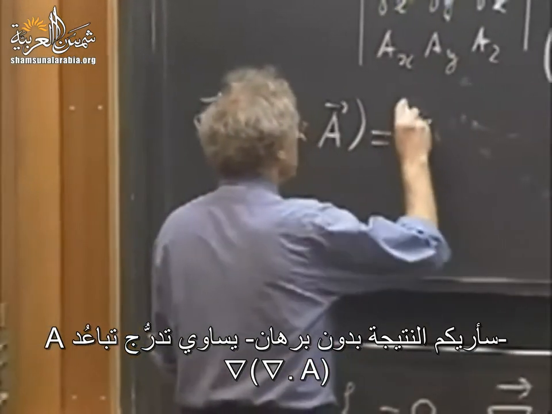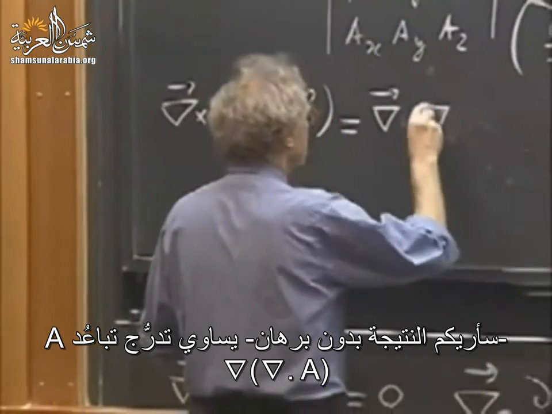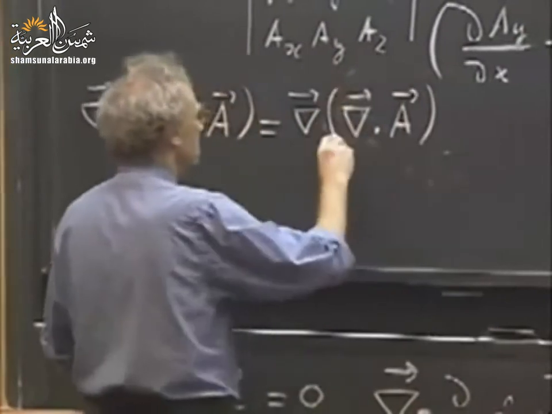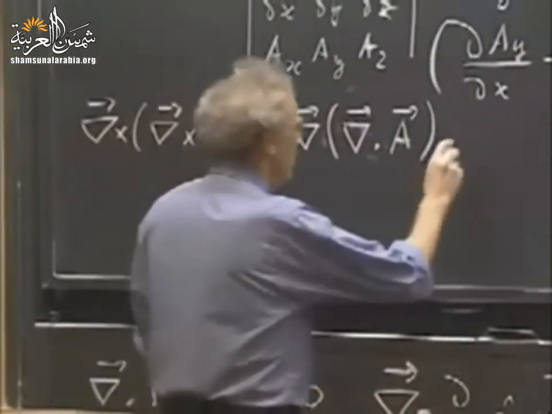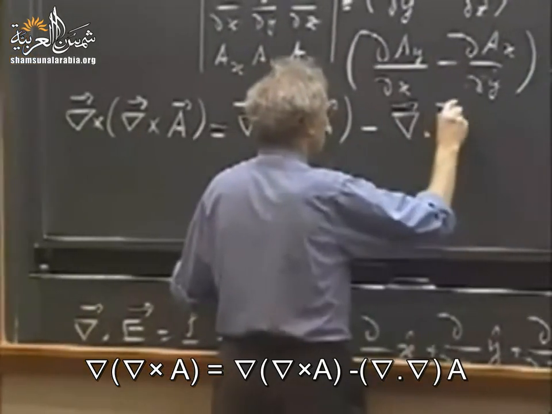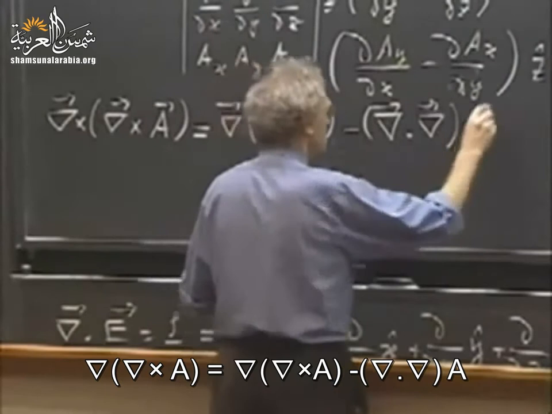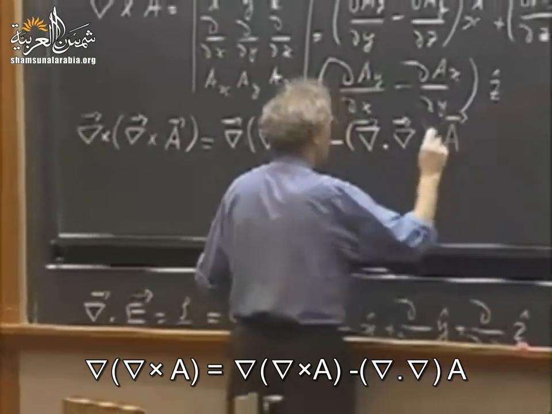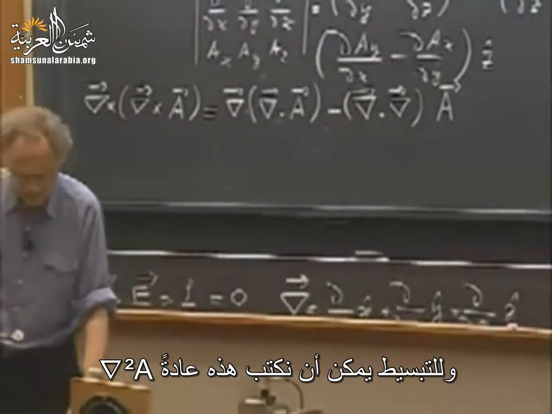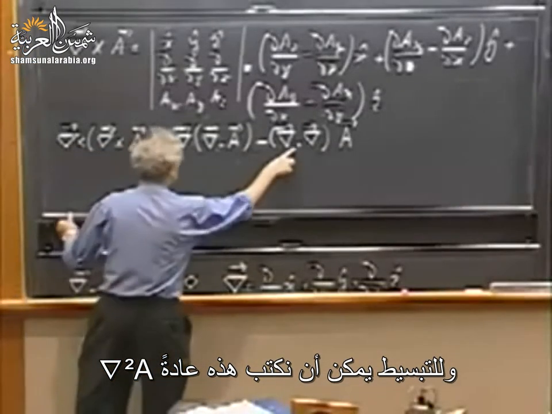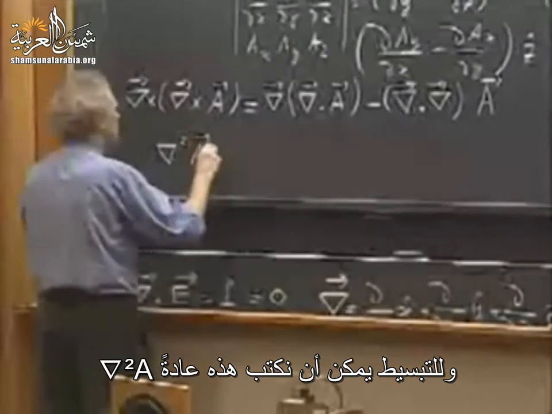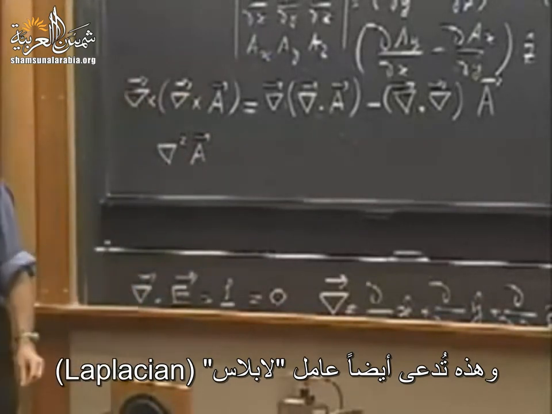is the gradient of the divergence of A minus del dot del vector A. And this we often write as simply del squared. So for this we write del square of A, and this is also called the Laplacian.